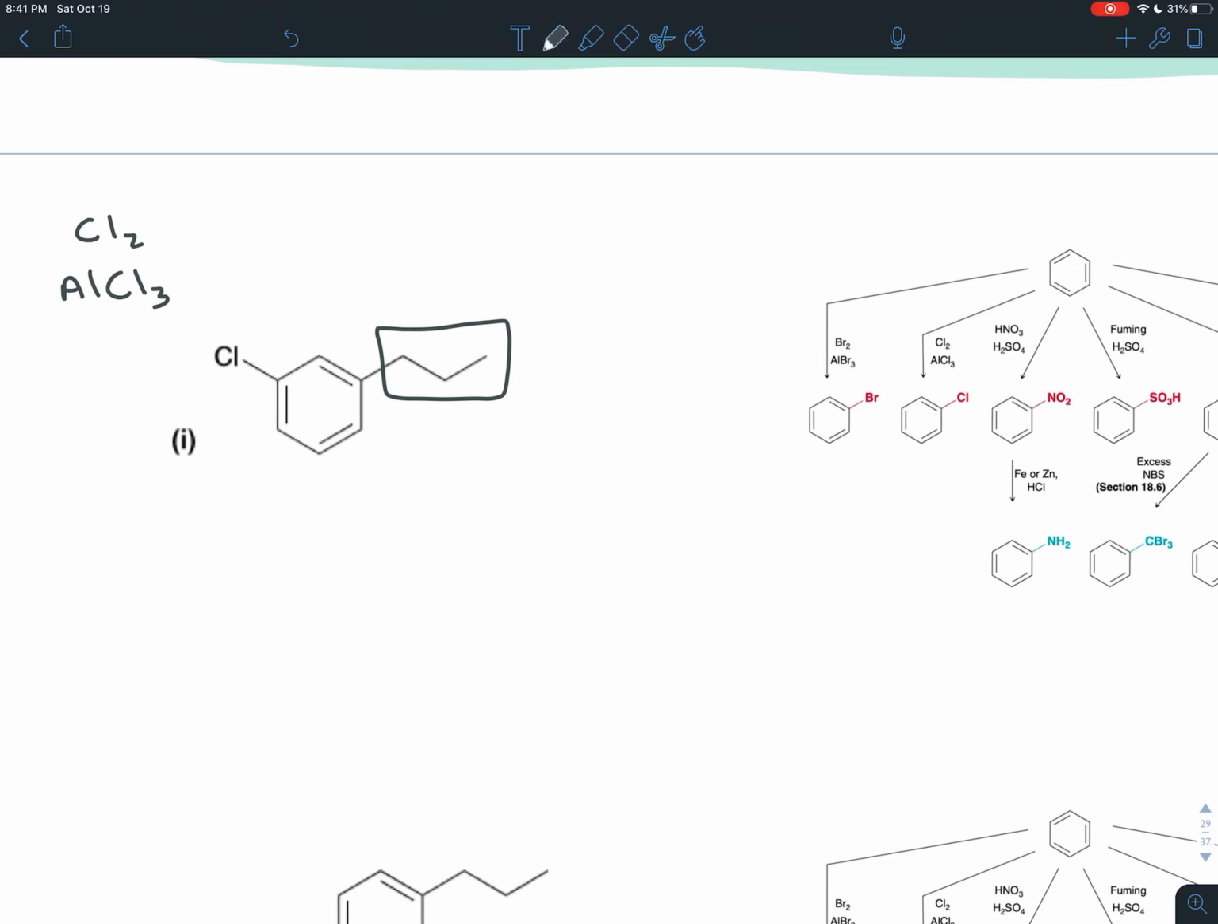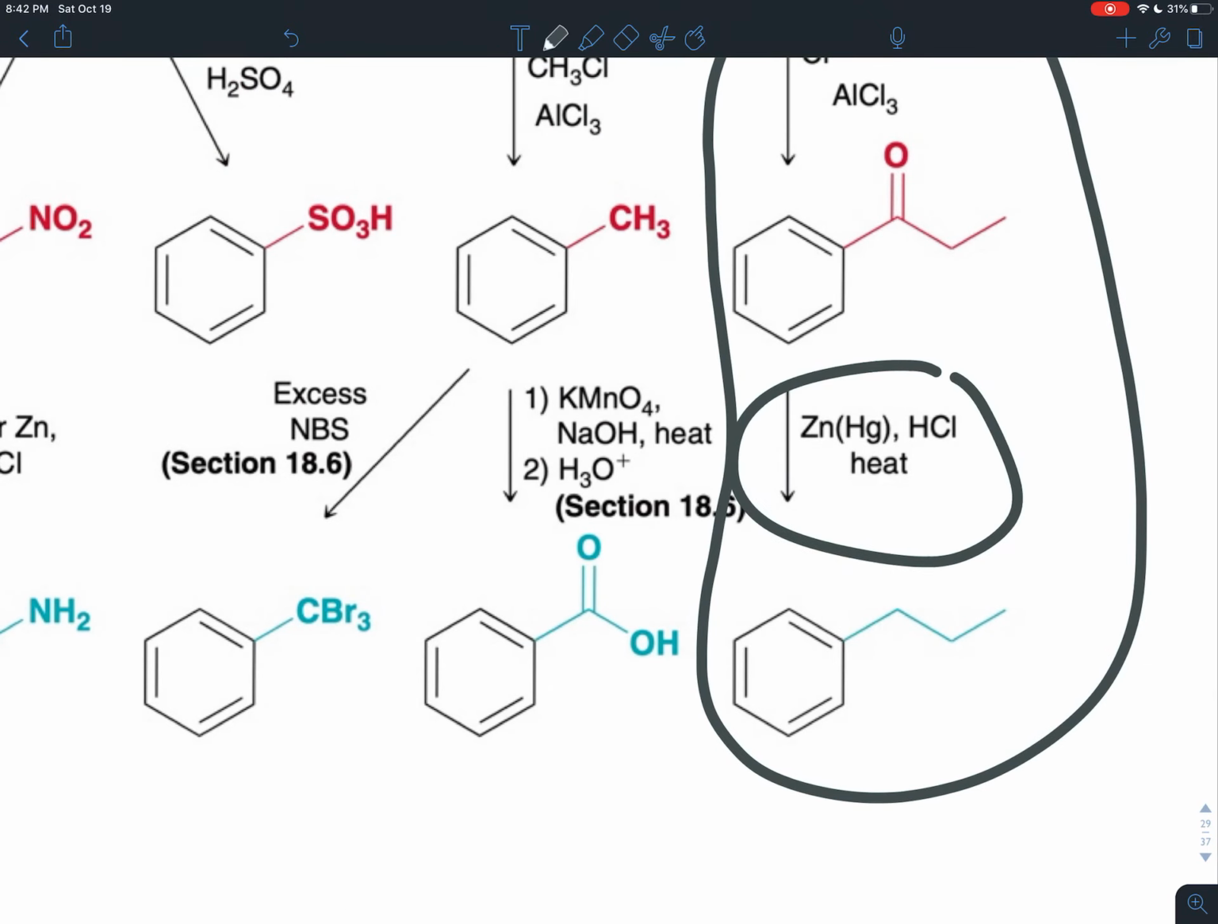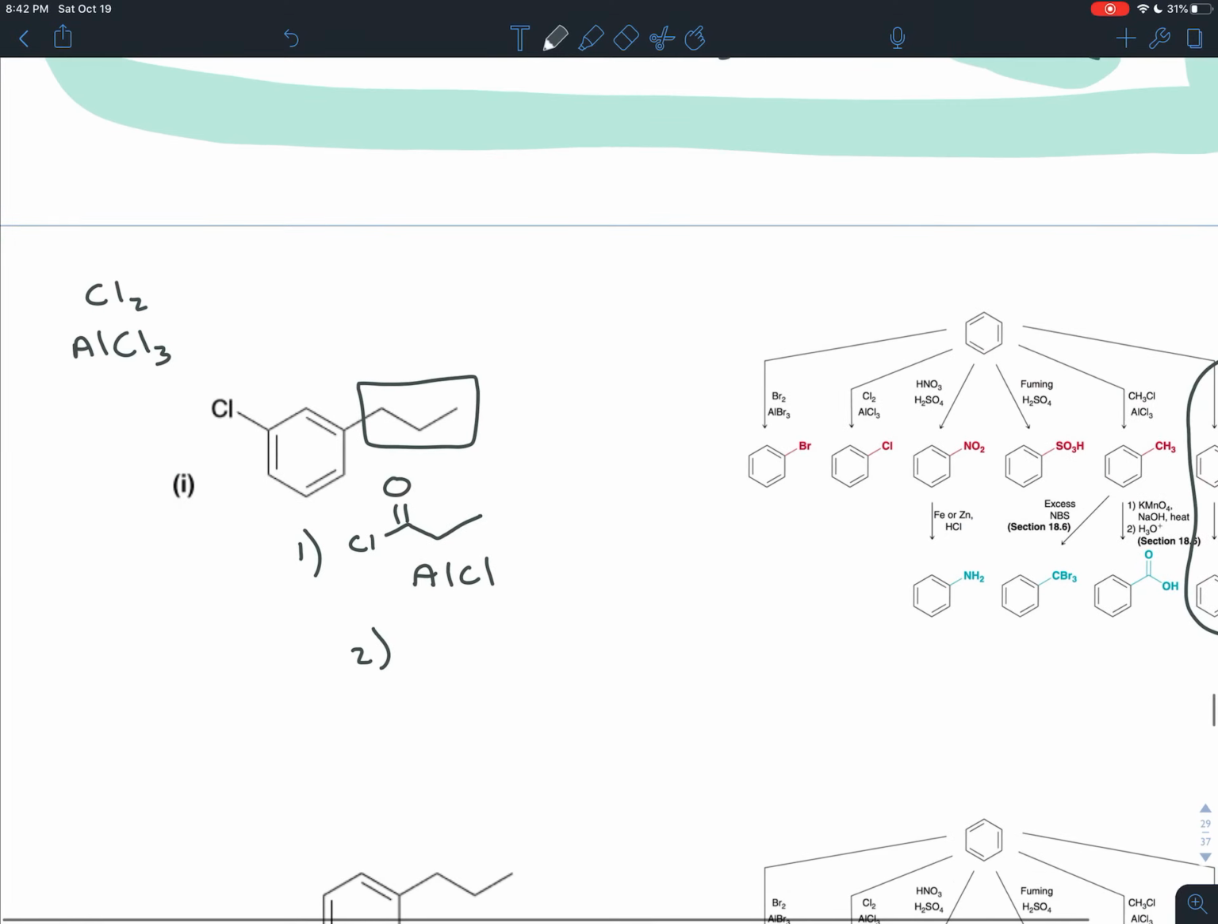So instead, we can do a Friedel-Crafts acylation and then just reduce it. So we'll use this same branch, but instead of going to the benzene, it'll be going to a chlorine. We'll just have the acyl group there instead, AlCl3. That's the first step, and then the second step is this reduction. So we use a zinc-mercury amalgam, HCl, and heat.